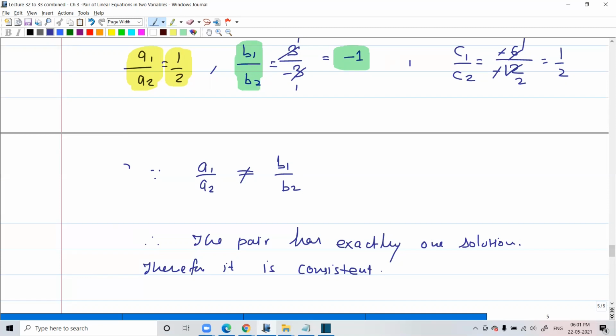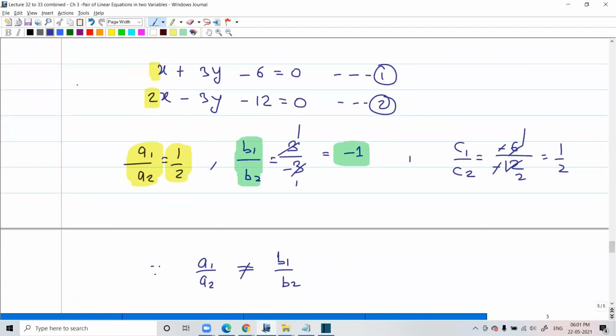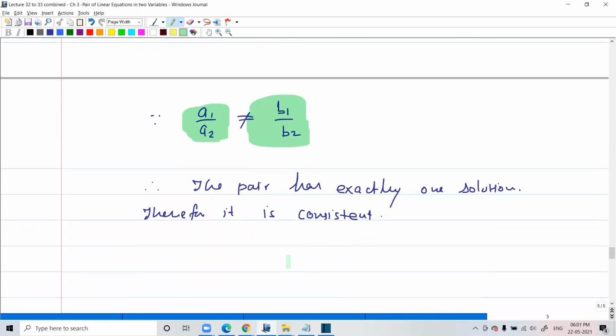Can everyone understand this? Quickly confirm. Yes, sir. Given a pair of linear equations in two variables, you found the ratios, and based on this rule, that a1 by a2 should not be equal to b1 by b2, for having one solution. Since our equations followed this rule, we can say that it has only one solution, which means it is a consistent pair of equations. Give me yes or no, guys. Everyone okay with this so far? Yes, sir. All right.